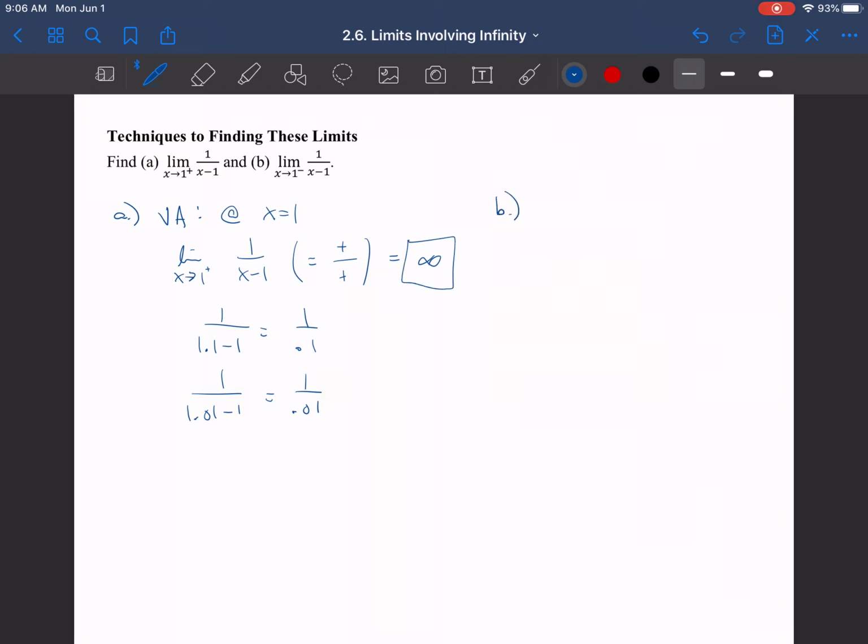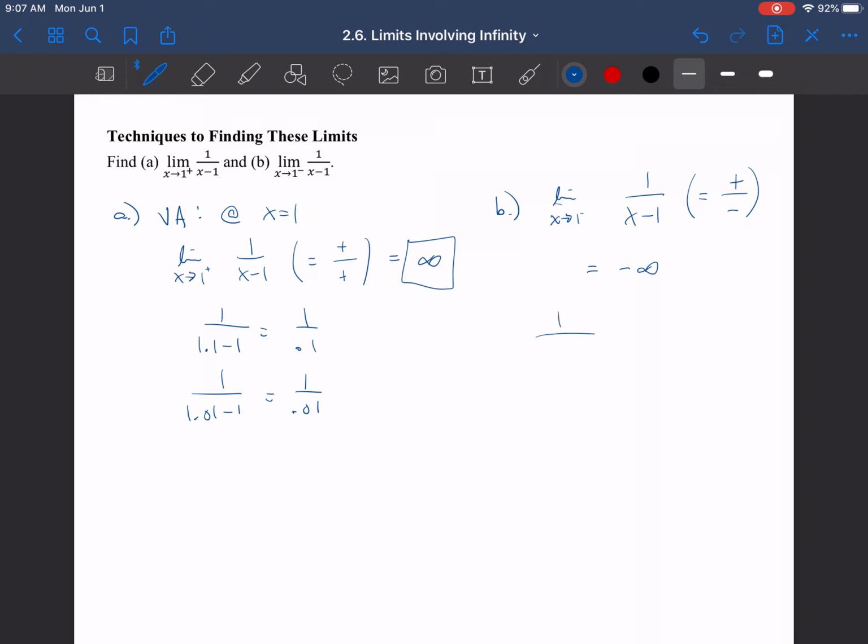All right, taking a look at B, what about the limit as x goes to 1 from the minus side? Here we end up with 1 over x minus 1, but this time we're looking at x values that are close to 1 but less than 1. So we're going to have something slightly smaller than 1, minus 1. That gives us a negative number, and the top stays positive, so that's going to equal negative infinity.